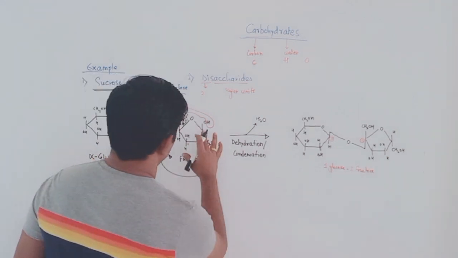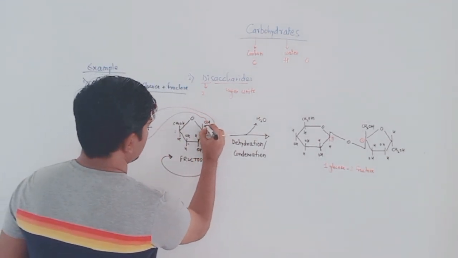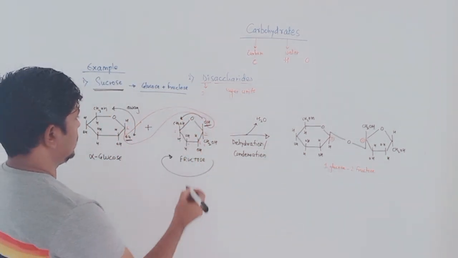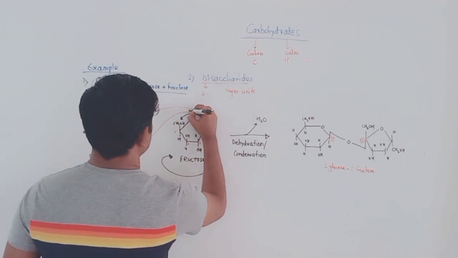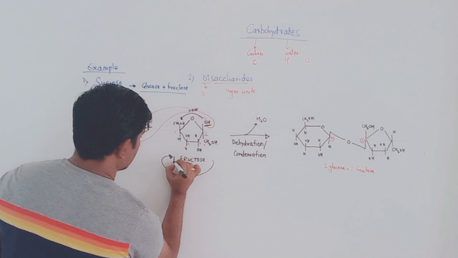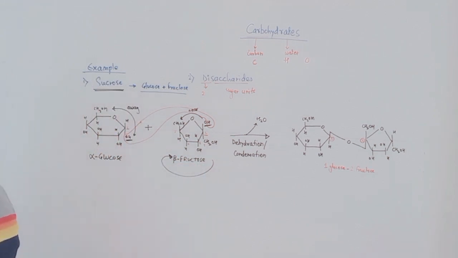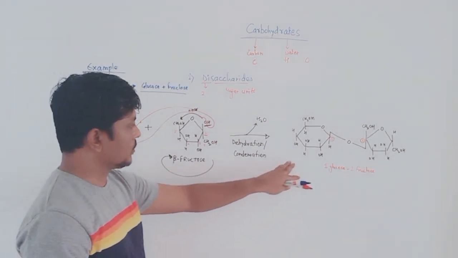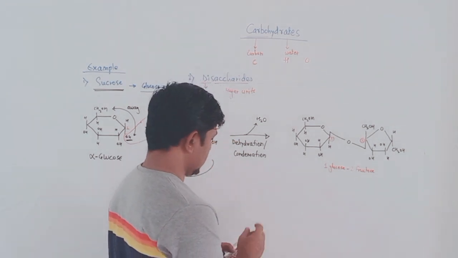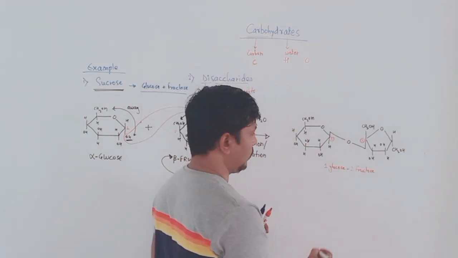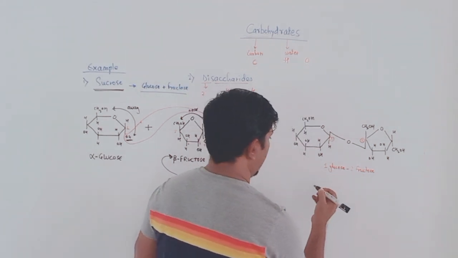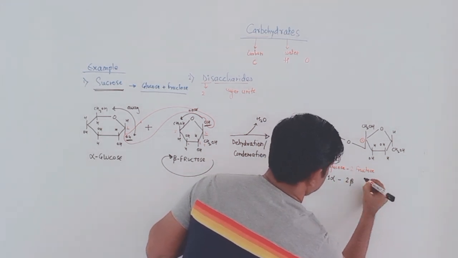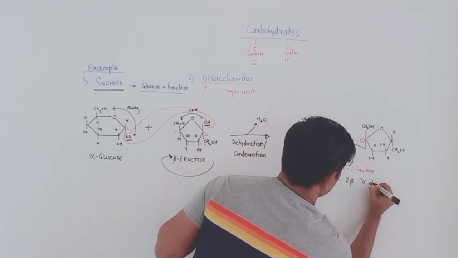Okay. Now here in the fructose, this OH group is near to the CH2OH group of the last carbon atom in fructose. This is near. So that's why this configuration is called beta fructose. Okay. So alpha glucose combines with beta fructose and gives us sucrose, which has an O-glycosidic bond, which we can term as 1 alpha 2 beta O-glycosidic bond.